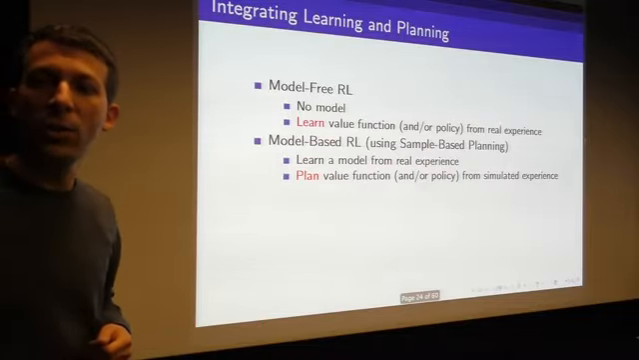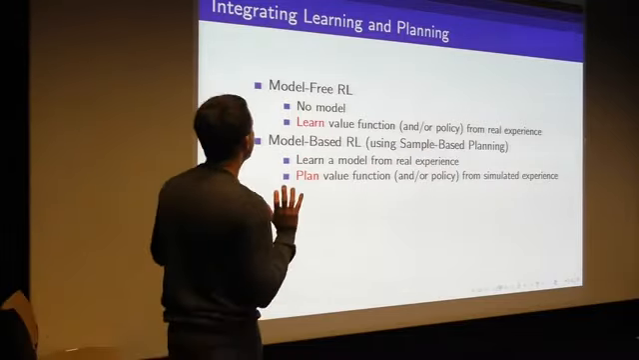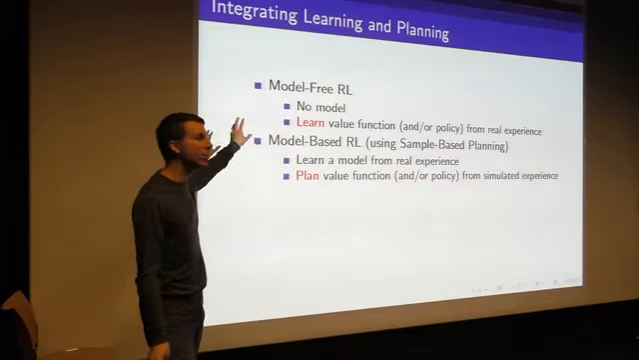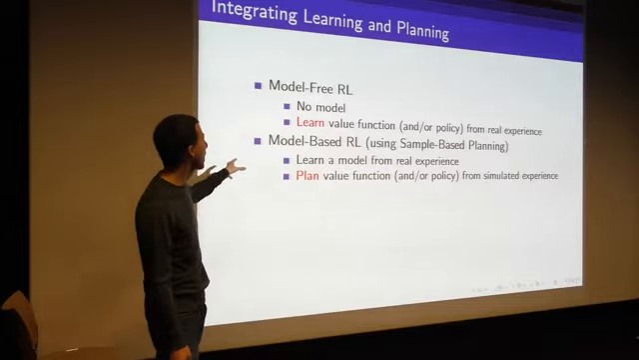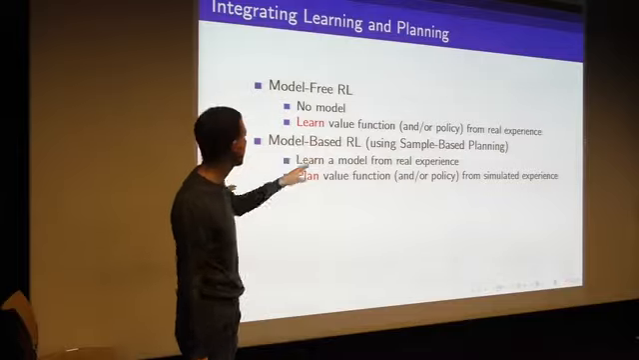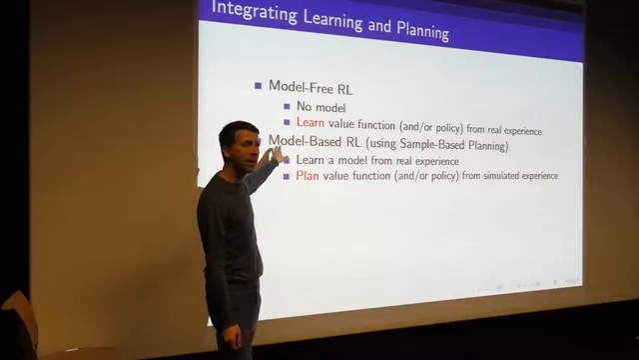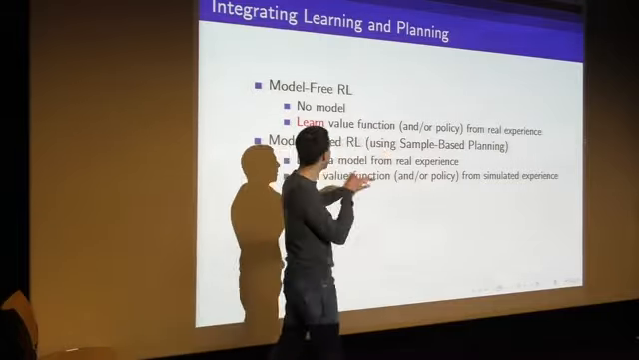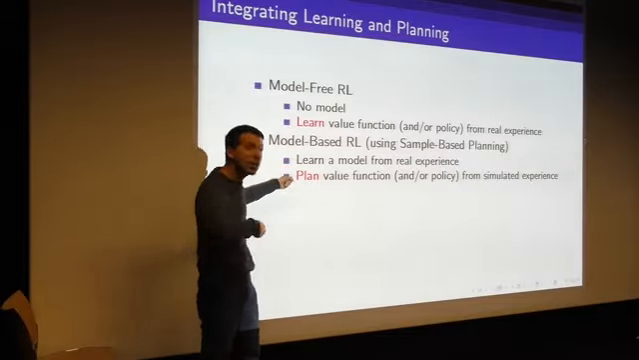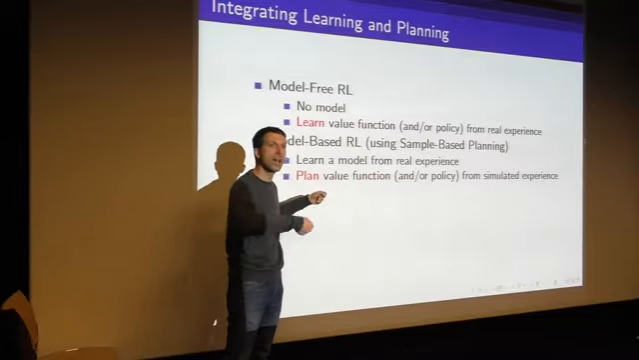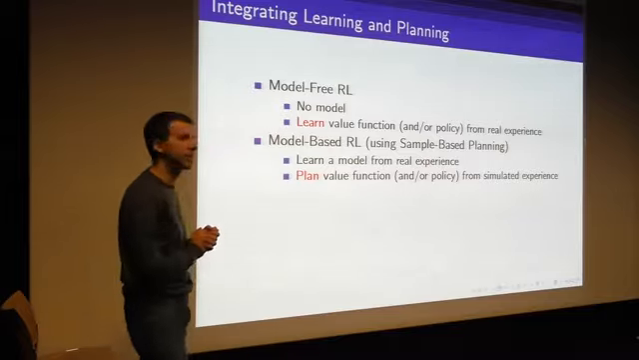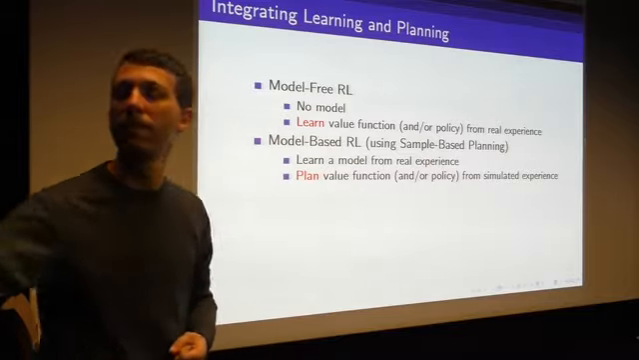Okay, so we're going to talk about how to integrate learning and planning together. On the first slide of the introduction, we basically started off with this taxonomy again. Model-free RL: there's no model, and we learn the value function or policy from real experience. Model-based RL, where we're considering sample-based planning as an example: we learn a model from real experience, and we plan by simulating experience from that model, interacting with that stream of imagined experience and learning from it. So what if we combine these together?